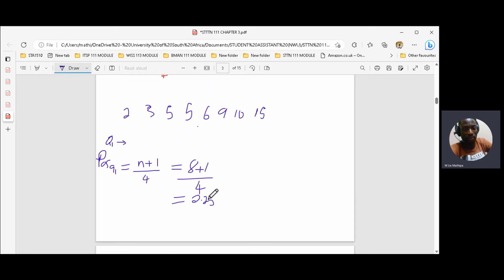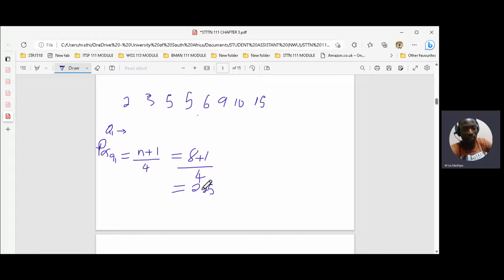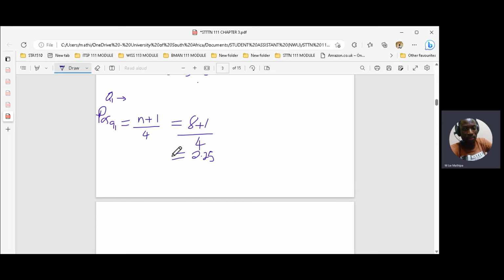2.25. Now, be careful of this. Since now it's 2.25, that's the position. We know that it's between position 2 and 3, but we are not going to say 3 plus 5 divided by 2, because if you look here, we have 2 decimals. So this is what we're going to do.